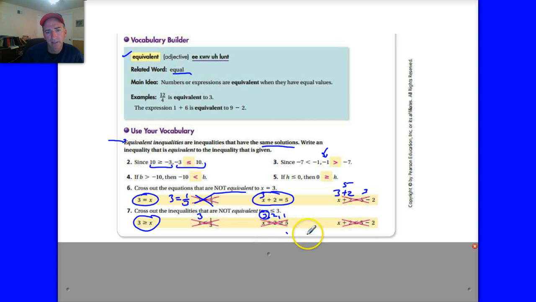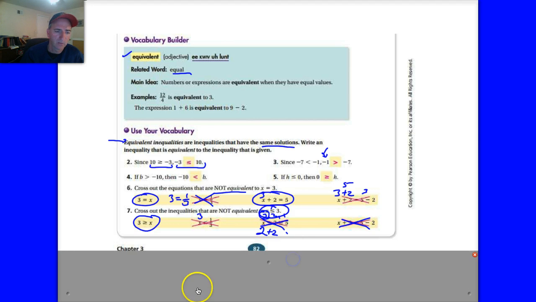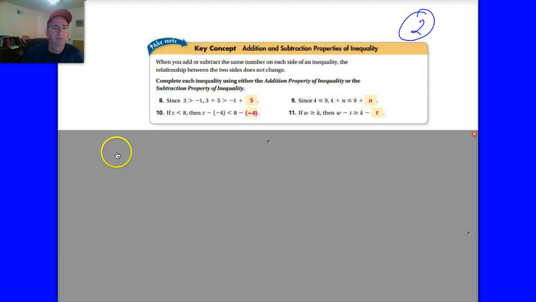If you can find one that doesn't work there, x plus 2 is greater than or equal to 5. Well, 3 works, right? 3 plus 2 would equal 5, but what if I used 2? 2 plus 2 is 4, and that is not greater than or equal to 5. So you can't count it because, again, all the values in that x is less than or equal to 3 would have to be true, and the same thing happens in this one, so we would cross it off as well. Okie doke. Rolling on to the next page here.